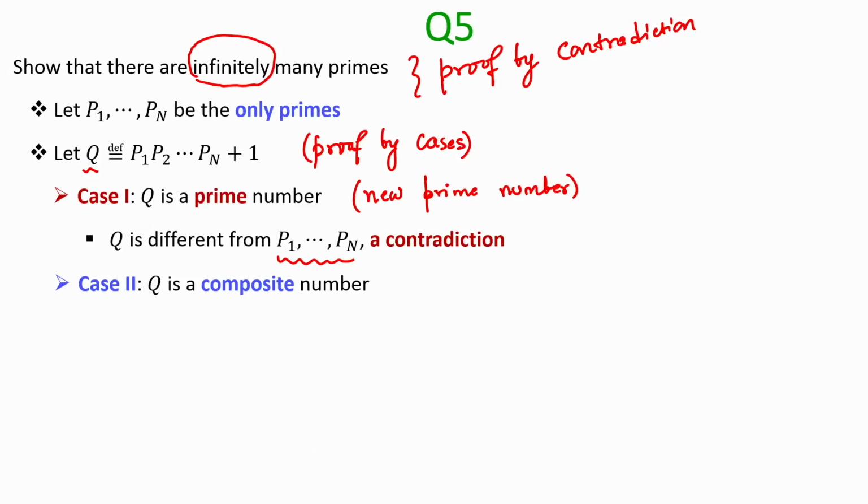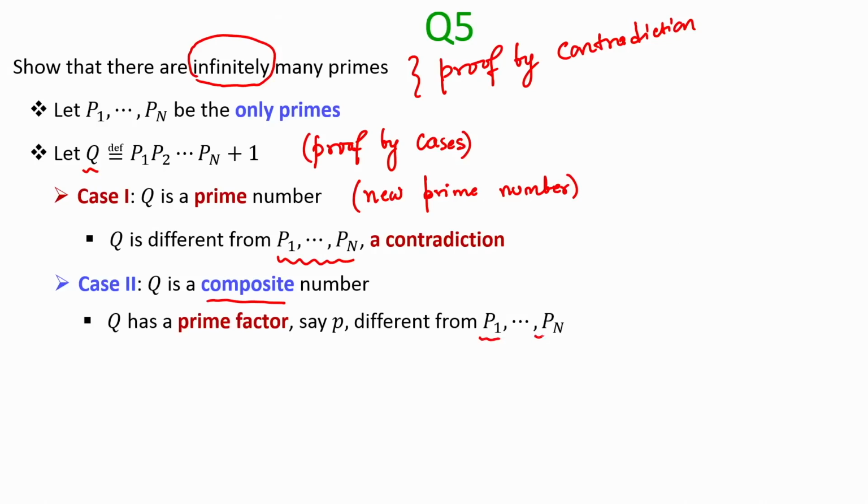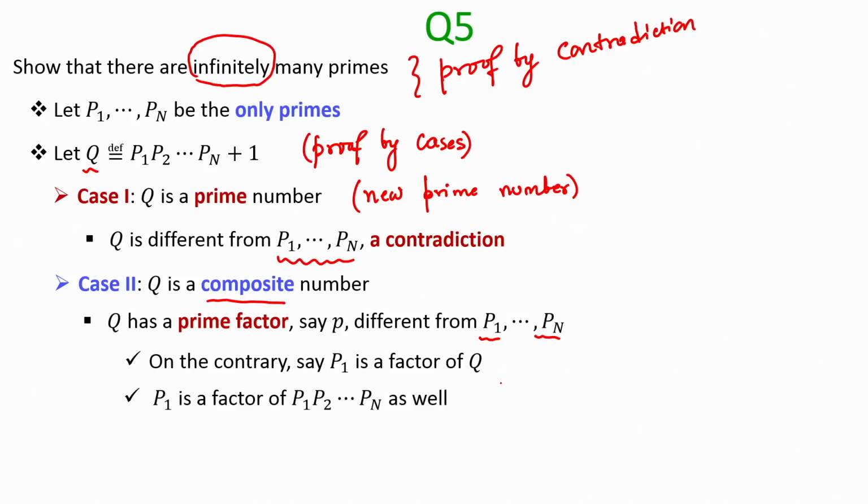Whereas it might be possible that q is a composite number. Now, if q is a composite number, I can show that none of these prime numbers p1, p2, pn will be a factor of q, none of them will divide q. Okay. On the contrary, assume say for instance p1 divides your number q. Now, if p1 divides q, that means p1 is a factor of q, then we know that p1 is a factor of the product of p1 to pn, because that has p1 in it.